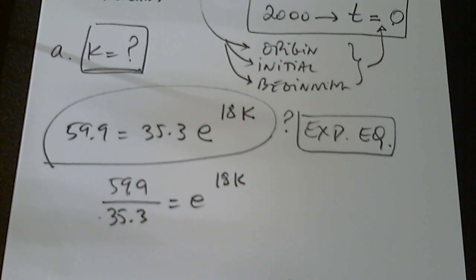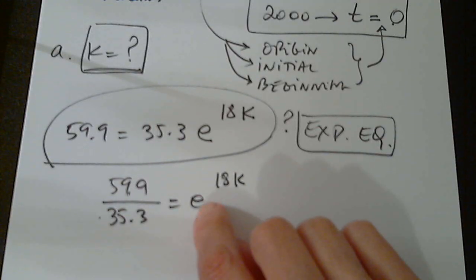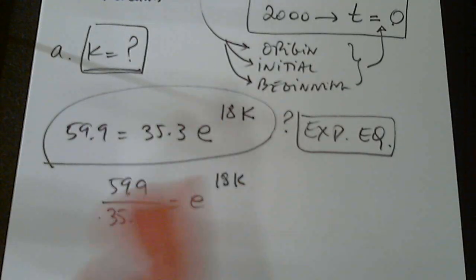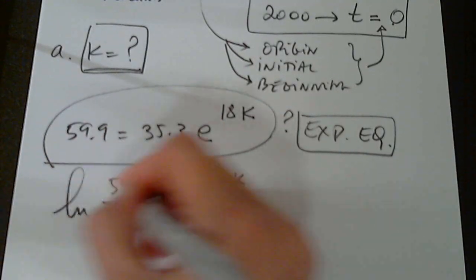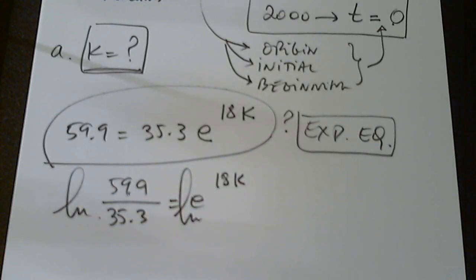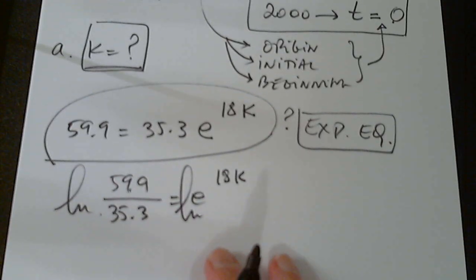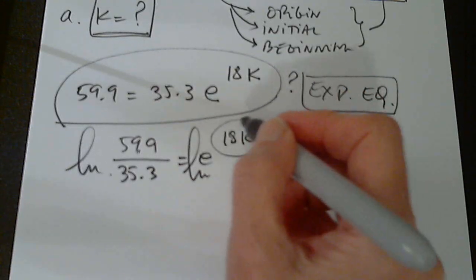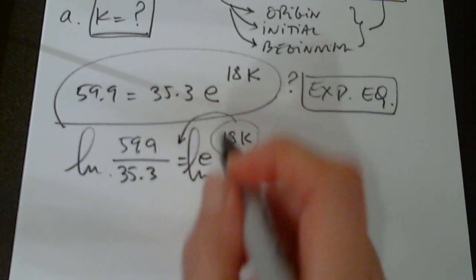Anyone, please? Yes, go ahead. Would it be the natural log? Yes, because the base is e. It doesn't really matter, but because the base is e, it will be easier if we apply natural log to both sides. We are applying the inverse function to both sides, and that allows us to bring 18K in front.